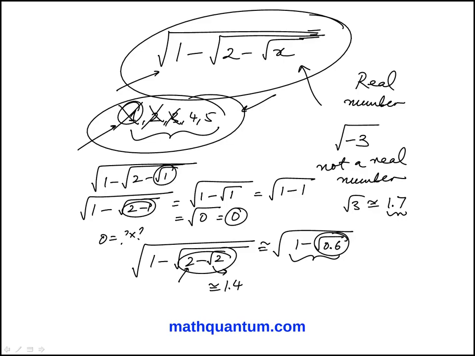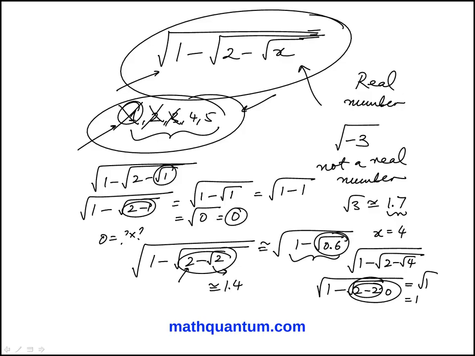If you do x equal to 4, that's a useful one. 1 minus square root of 2 minus square root of 4. Now square root of 4 is 2. So this becomes 1 minus square root of 2 minus 2. Now this becomes 0, and so square root of 0 is 0. This whole thing becomes square root of 1, which is again a real number. So really the answer is we're left with 5.